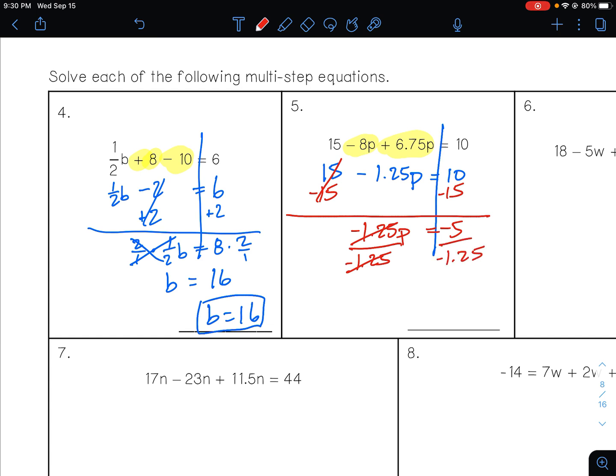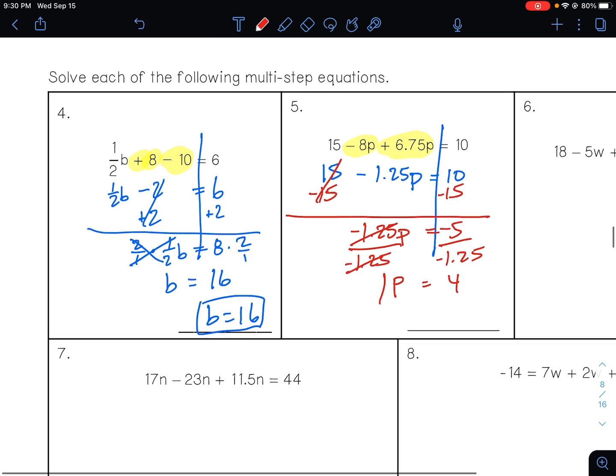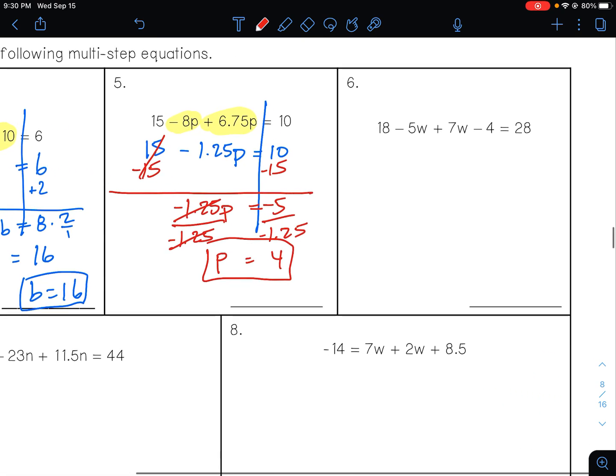I don't know what that is off the top of my head. 5 divided by 1.25 is 4. So P equals 4. And it is positive because a negative divided by a negative is a positive as well. Yeah, let's go to the next one.